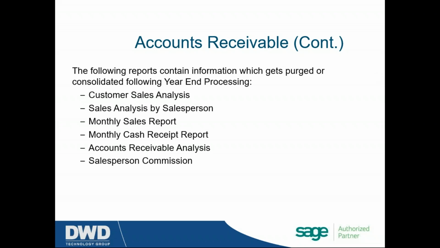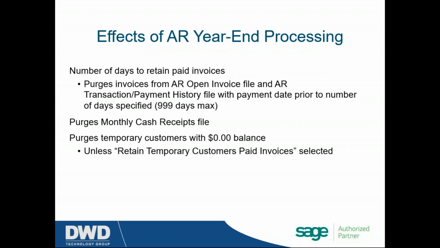Here again is a list of reports that contain information that is going to get purged or consolidated. I'm not going to read through every one of those, but you'll see them. Those are primarily monthly type reports. If you've ever looked at any of those, that's data presented in monthly buckets in general, as opposed to the detail type reports, with the exception of the salesperson commission report, which does give you a detail of commissions by invoice, I think by date, for a particular salesperson.